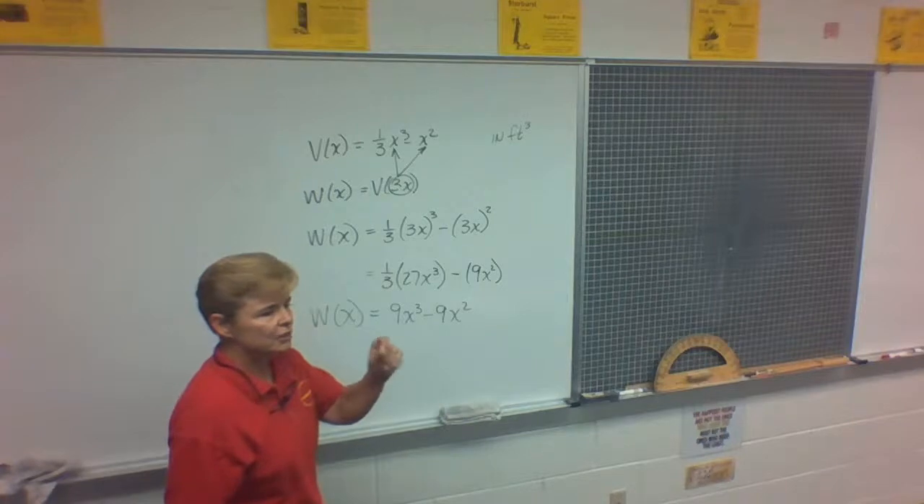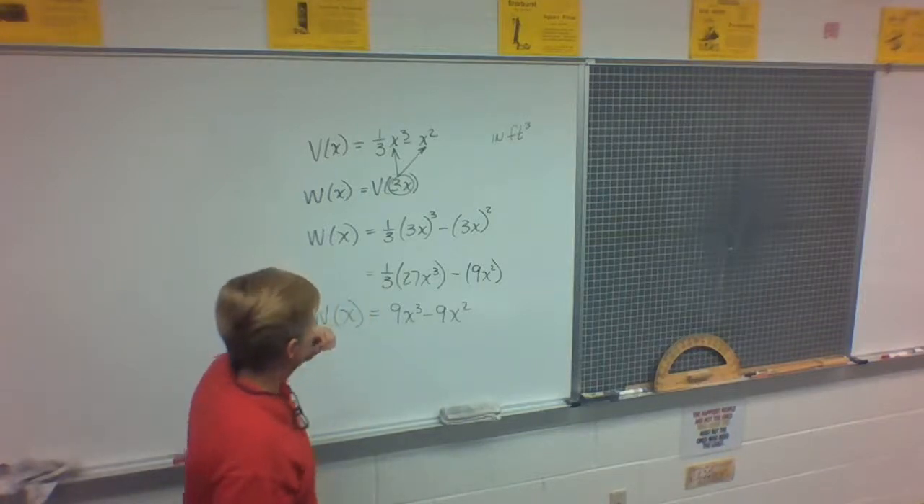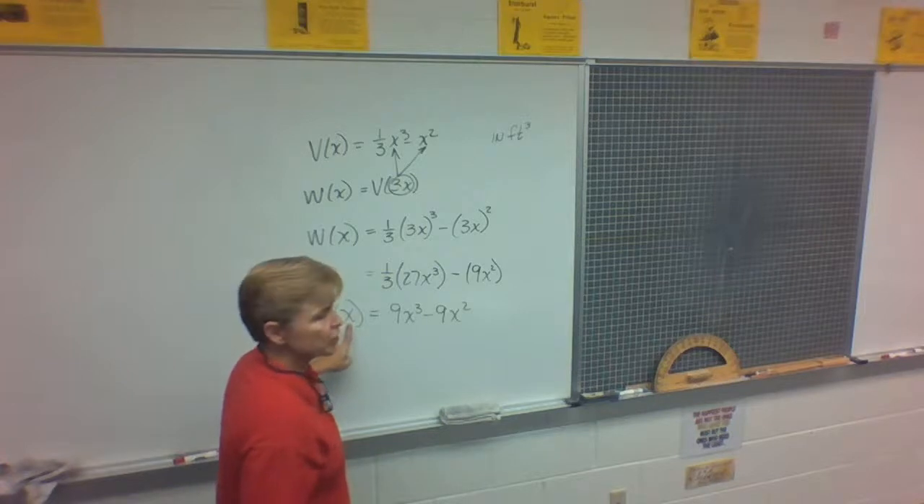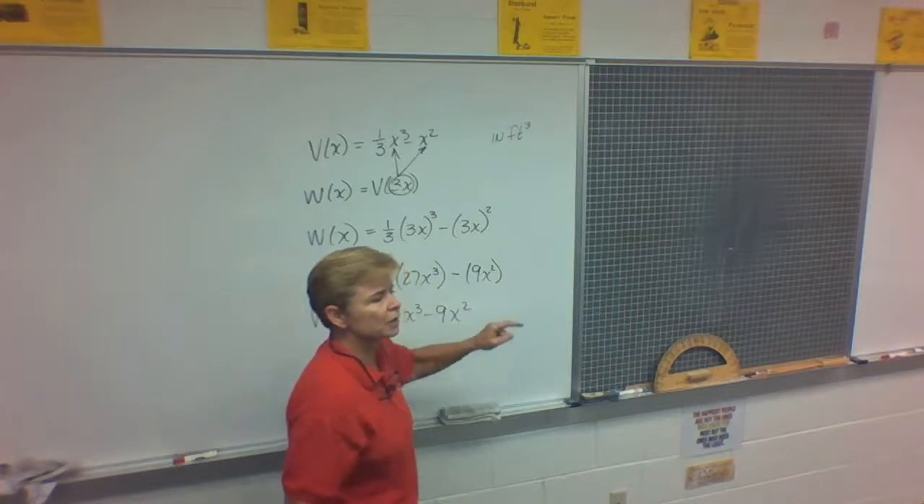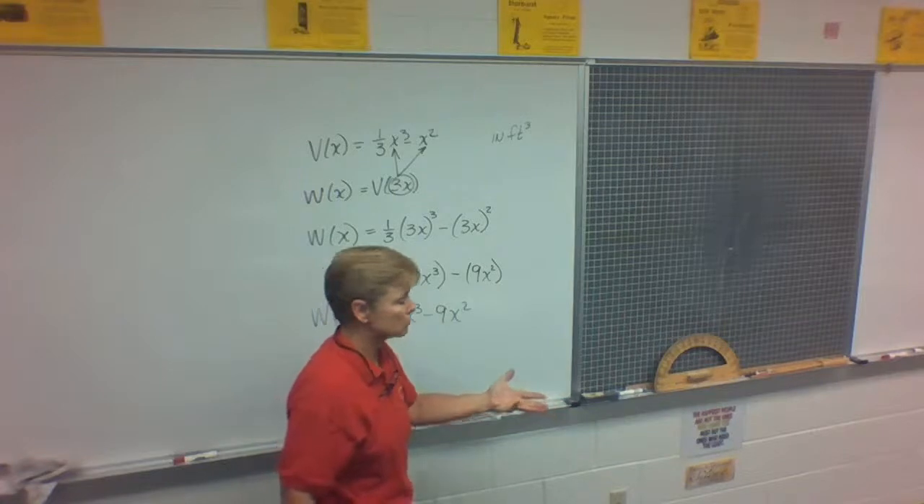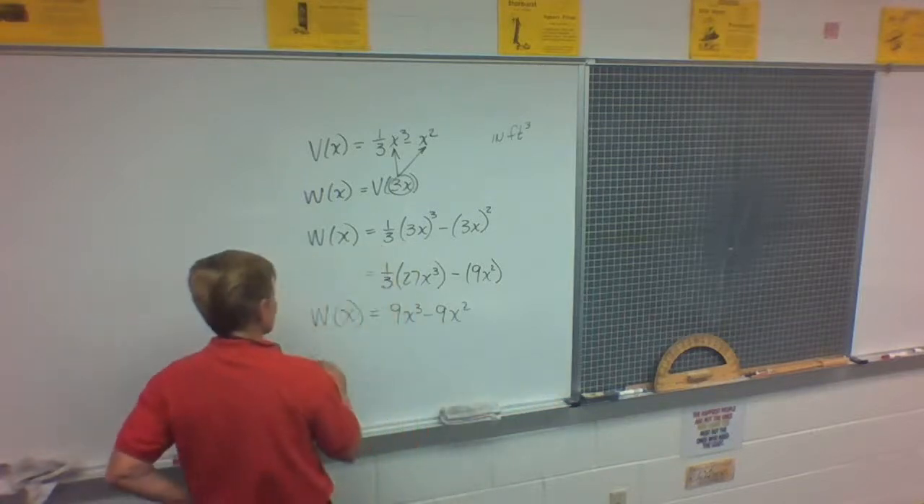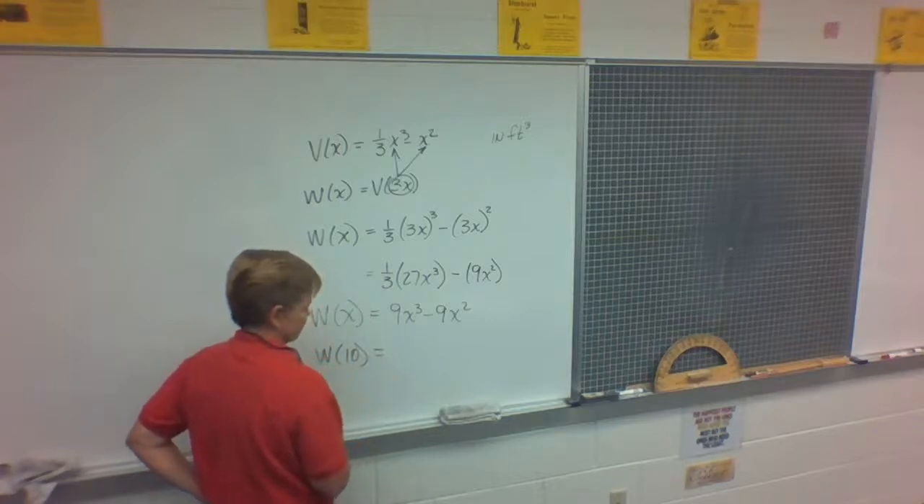But what you have here is this. Pay very close attention to this. It's saying that if your X values are measured in yards, plugging it into this will kick out a result measured in cubic feet. That's pretty cool. So what we do is to find W of 10 and interpret the results.